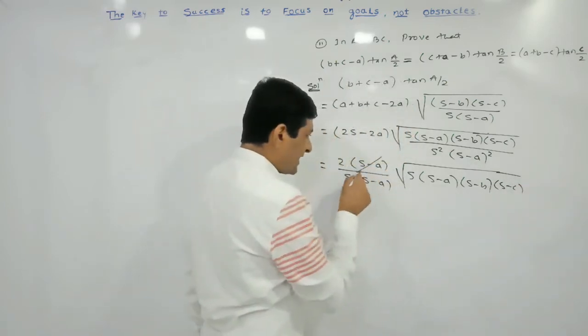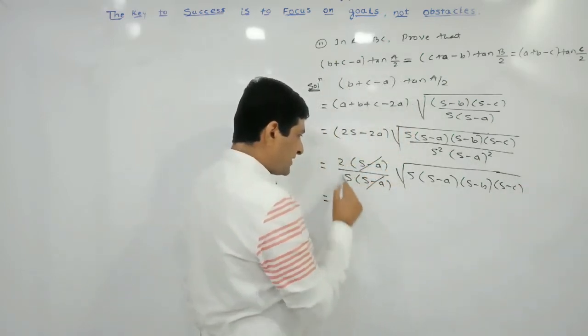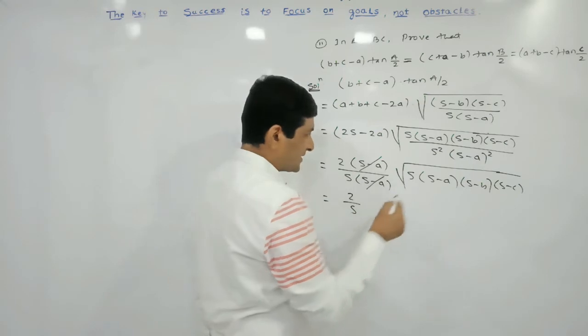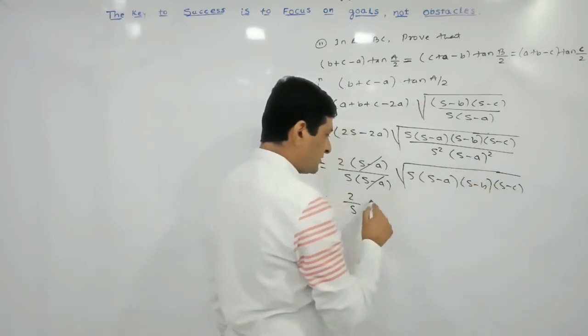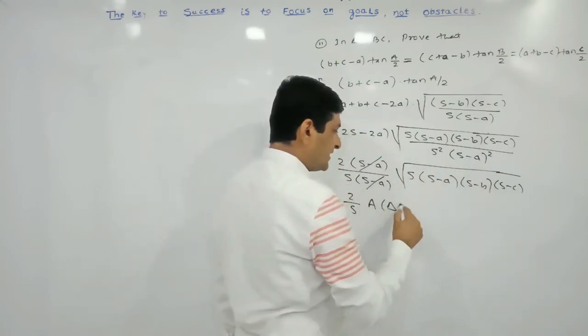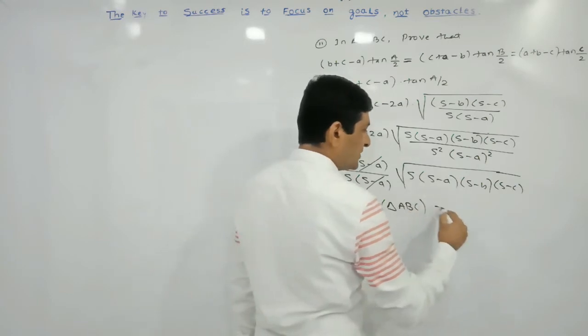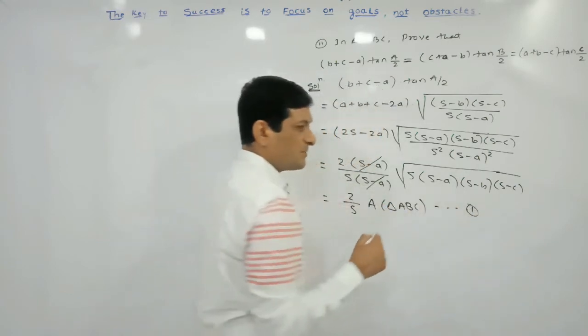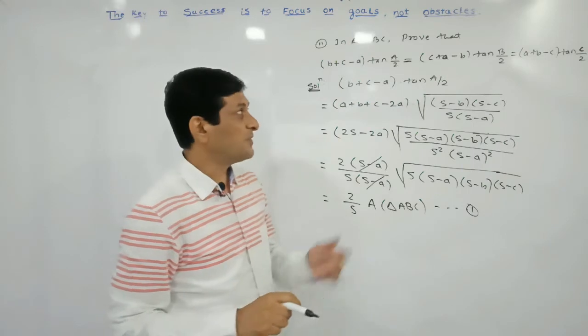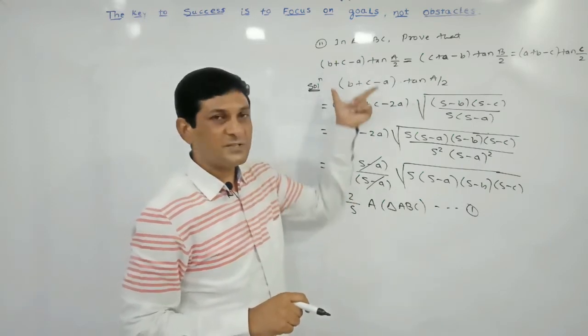Now here S minus A and S minus A will get cancelled. The remaining terms are 2 upon S, and we can observe that this is nothing but the formula of the area of triangle ABC according to Heron's formula. Let us denote it by equation number 1. In this way we have got the value of the first expression.